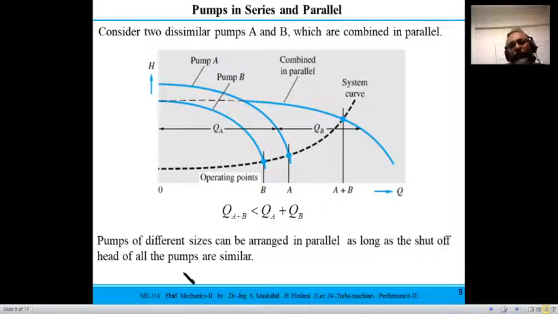If you have different sizes of pumps arranged in parallel, this is your shut-off head. Shut-off head means the head when your flow rate is 0. That would be not more than the shut-off head of pump B. That is actually the limitation when you are combining pumps in parallel.